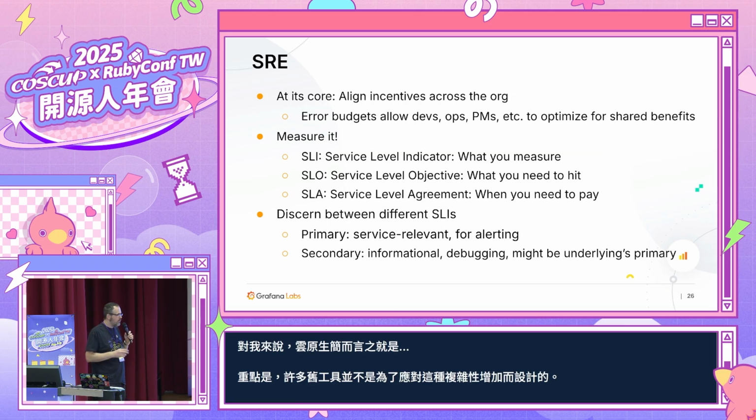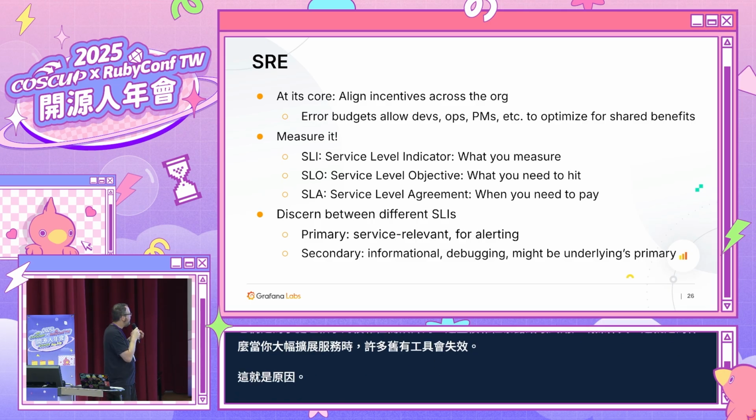SRE, we already heard of SRE earlier. I was kind of, yeah, anyway. Who here knows what SRE is?